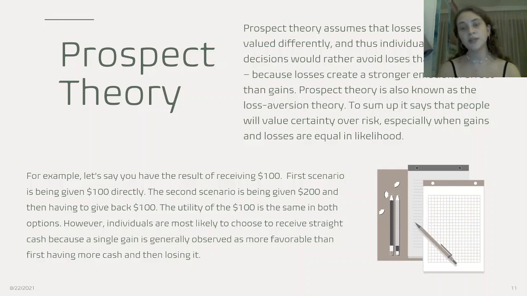Prospect theory assumes that losses and gains are valued differently, and thus individuals making decisions would rather avoid losses than acquire similar gains, because losses create a stronger emotional effect than gains. Prospect theory is also known as the loss aversion theory. To sum it up, it says that people will value certainty over risk, especially when gains and losses are equal in likelihood. Let me give you an example.